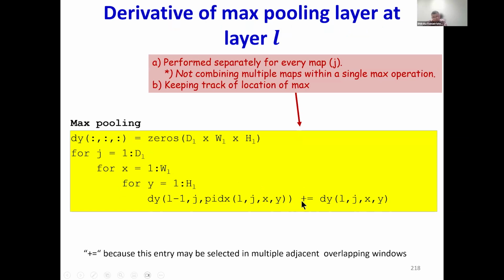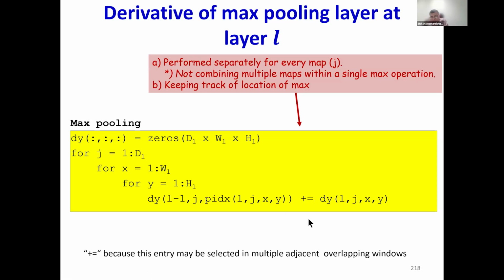Now, why am I using a plus equals over here? Anyone? So here's what would happen. The derivative of a constant number.